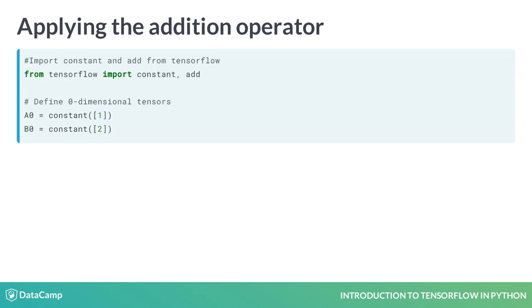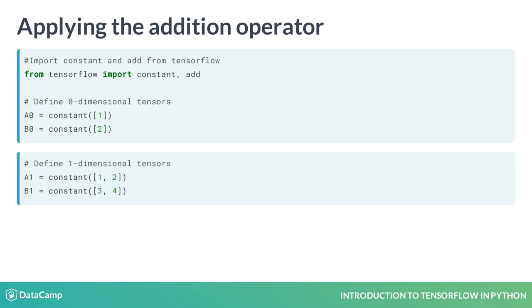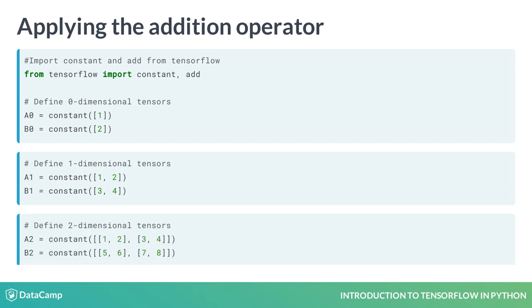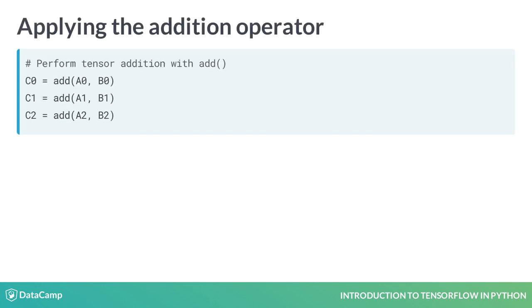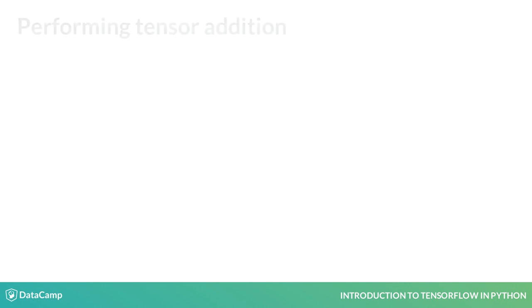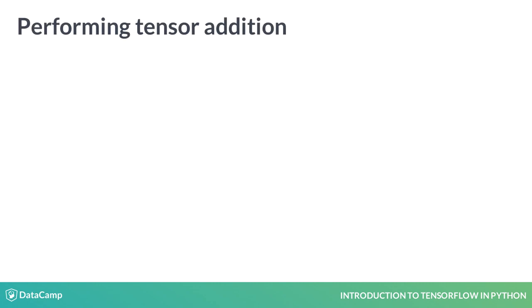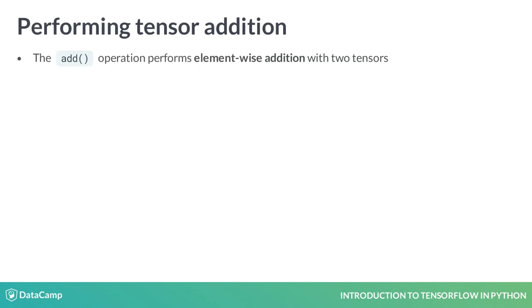We'll first import the constant and add operations. We can now use constant to define 0-dimensional, 1-dimensional, and 2-dimensional tensors. Finally, let's add them together using the operation for tensor addition. Note that we can perform scalar addition with A0 and B0, vector addition with A1 and B1, and matrix addition with A2 and B2. The addition operation performs element-wise addition with two tensors.